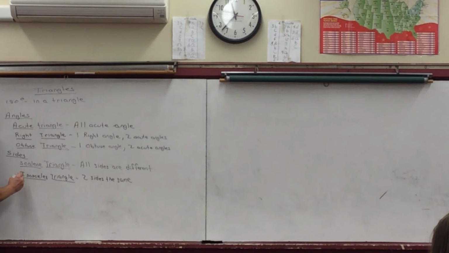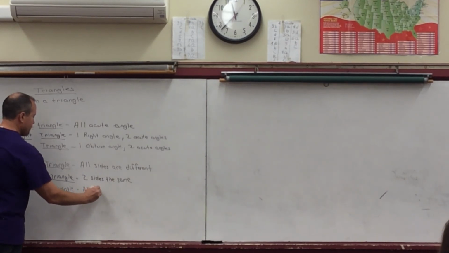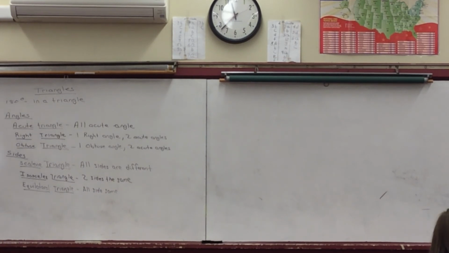And then the third type of triangle based on the sides is an equilateral triangle. And in an equilateral triangle, all sides are the same. And the way that I remember equilateral, in the word equilateral, it sounds like equal, all sides are equal.